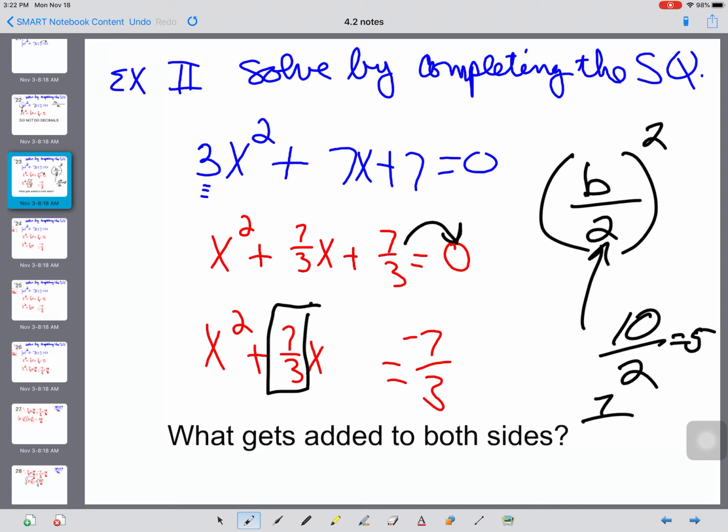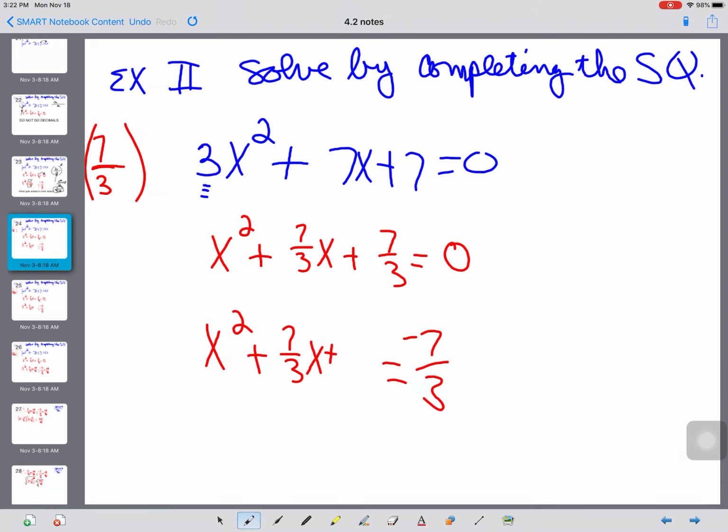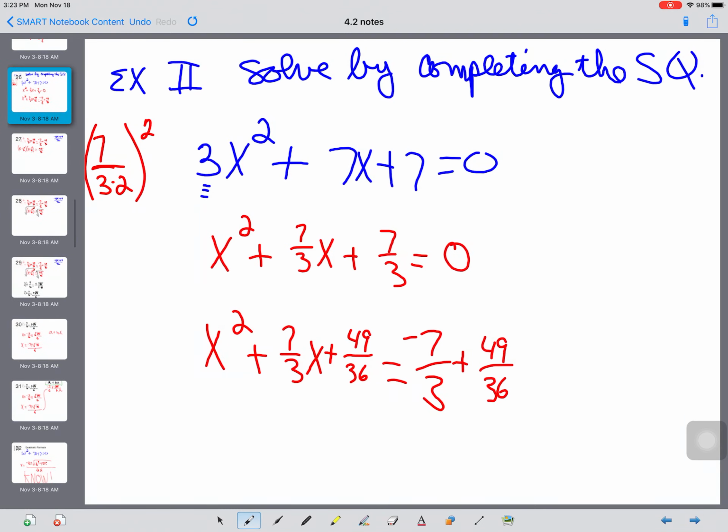Well, what's half of 7/3? You put a 2 in the denominator. The great thing about math is you just follow the patterns. So half of 7/3 is 7/6. And then I need to take the 7/3, put the 2 in the denominator, square it, and I end up with 49/36. Now, nasty number.